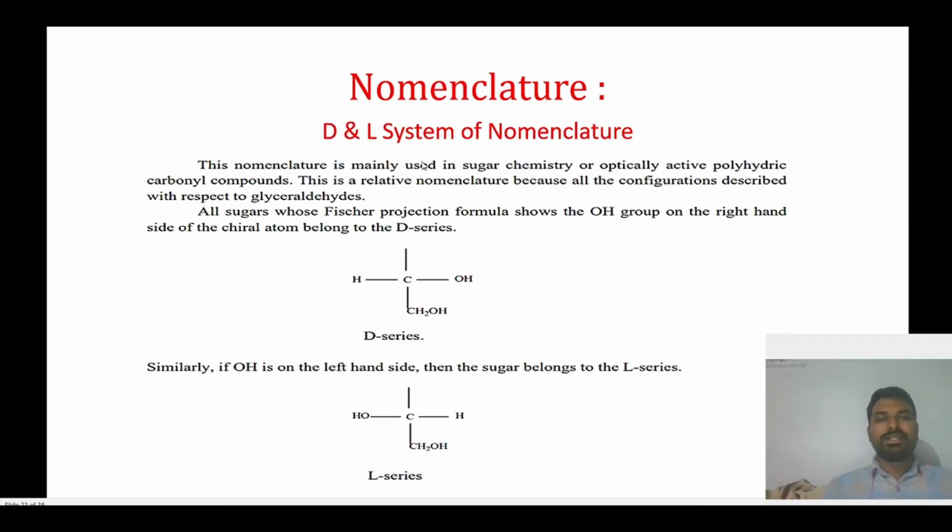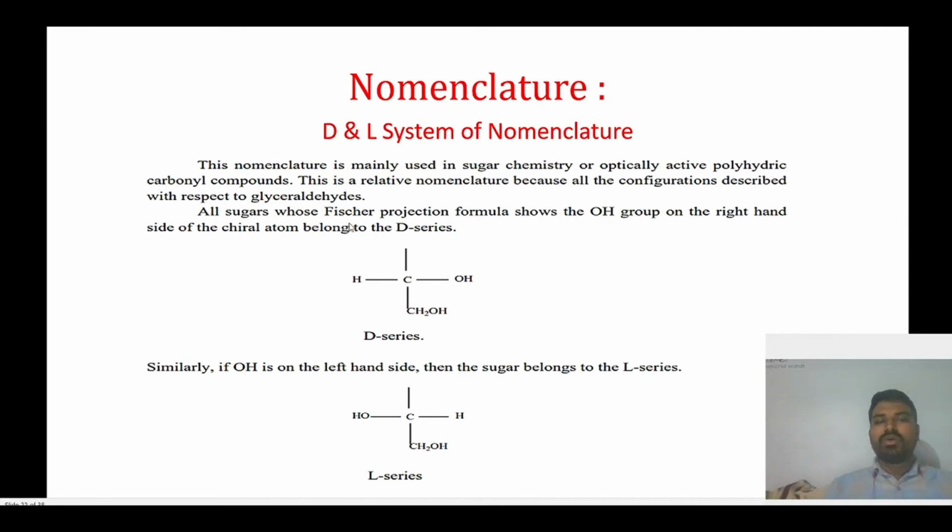Now nomenclature, which is the D and L system of nomenclature. As if you are seeing the molecule over here, in short, what is the D series? If the OH group is on the right hand side, it is D, and if the OH group is on the left hand side, it is L. See, this nomenclature is mainly used in sugar chemistry or for optically active polyhydric carbonyl compounds. This is a relative nomenclature because all the configurations are described with respect to glyceraldehyde.